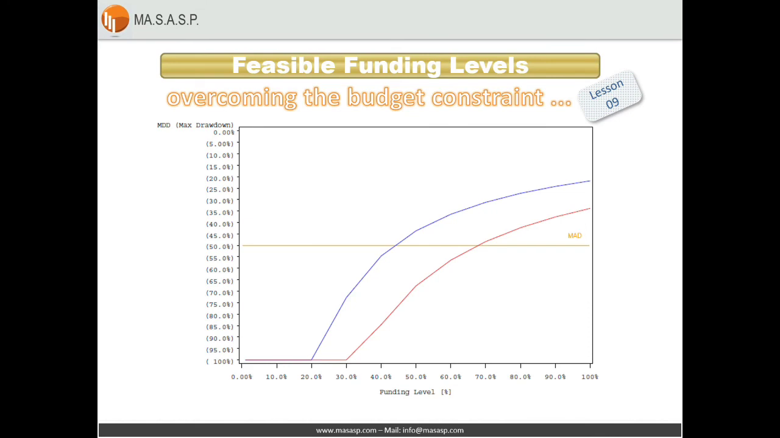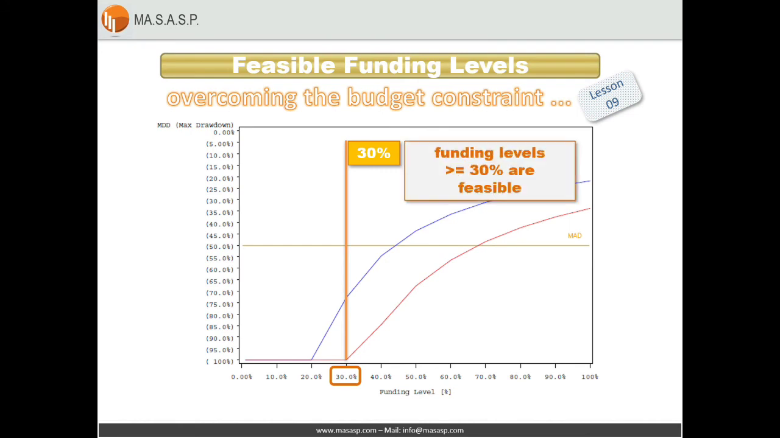Let's recap what we found out in Lesson 9, looking at the funding level assessment chart. We see in this chart that the MASASP system combination can be operated providing funds for just the 30% of the face value of the positions held by the systems. More specifically, all the funding levels higher than 30% are feasible.